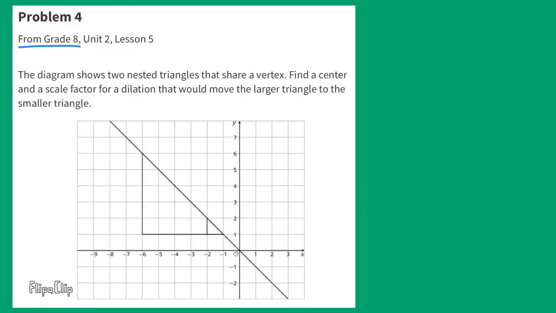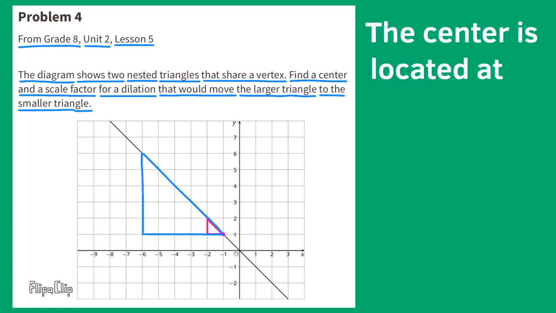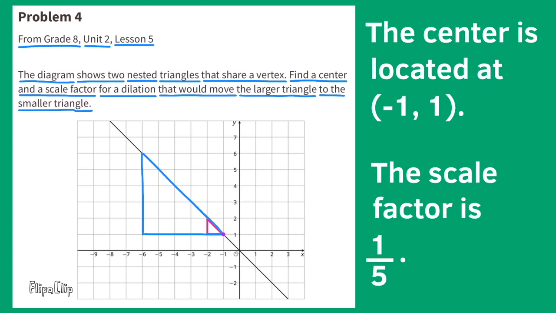Problem number 4 from 8th grade, Unit 2, Lesson 5. The diagram shows two nested triangles that share a vertex. Find a center and a scale factor for a dilation that would move from the large triangle to the smaller triangle. The smaller triangle is nested inside the larger triangle. A good center point looks like it would be at coordinates -1 and 1. With the dilation going from the larger triangle to the smaller triangle, the scale factor would be 1/5, because the smaller triangle is 5 times smaller than the larger triangle.